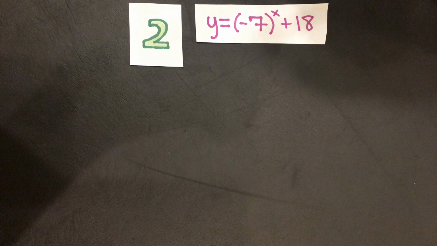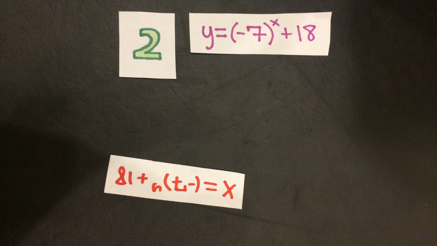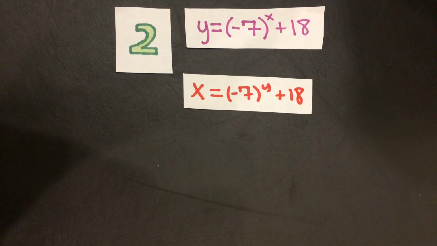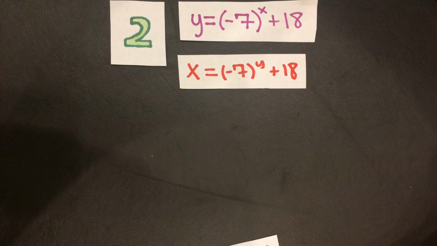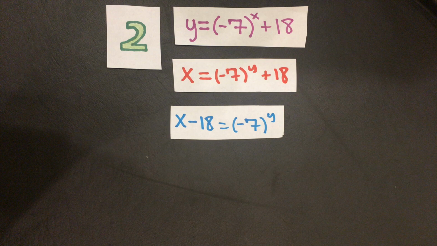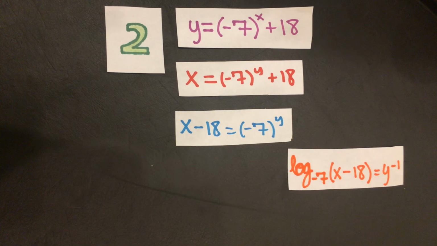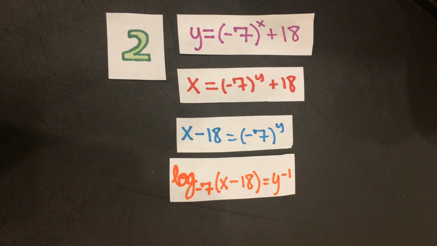Our second example is y equals negative 7 to the power of x plus 18. First, we switch x and y. Then you isolate y by subtracting 18 on both sides. The last step is to convert into a log.